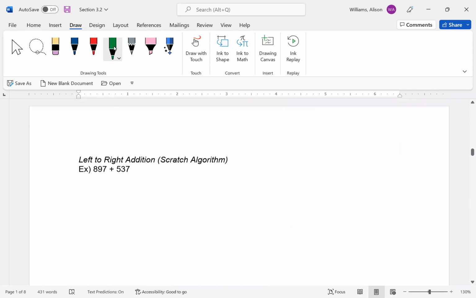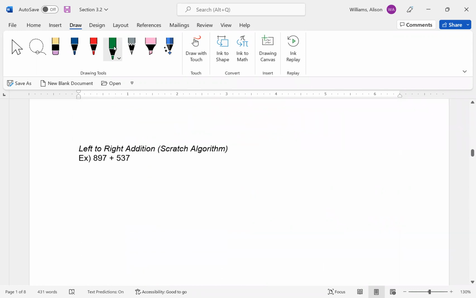All right. So let's look at another type of addition. This is called the left to right addition, which makes a lot of sense because our language reads left to right. So wouldn't it be nice if we could do our math left to right as well? So I'm going to start with 897 and 537. And I'm going to add them.